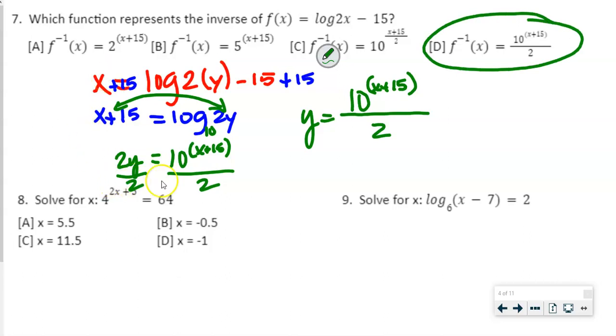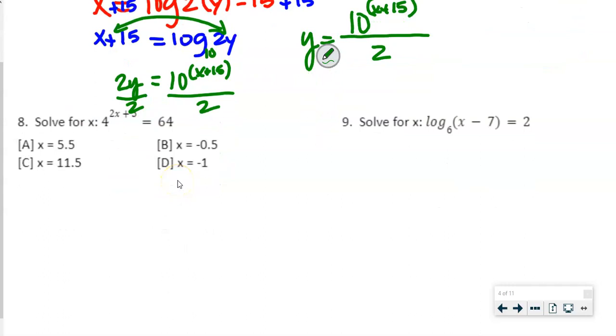All right, let's do number 8 and 9. With 8, I can't quite see that, y'all, so let me move this. There's actually a couple ways we could do this problem, so I'm going to show you both. First of all, let's write it as a log. Log base 4 of what's on the other side of the equal sign, 64, is going to be equal to our 2x plus 5.